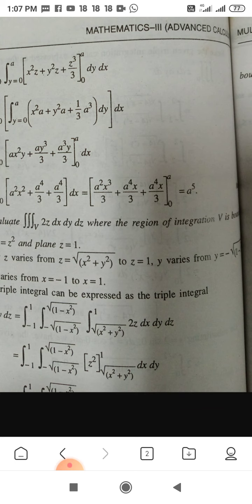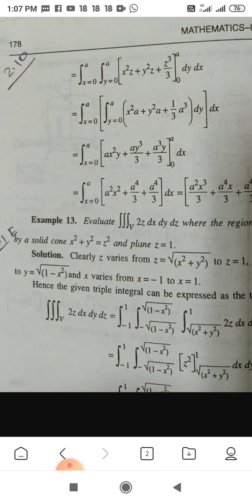The upper limit a is put at the place of x and it gives a to the power 5 upon 3 plus a to the power 5 upon 3 plus again a to the power 5 upon 3, and when we put 0 at the place of x, all terms will vanish. So after adding these terms we get a to the power 5. So this is the final answer of this question. Here we have found the volume with the help of triple integration.